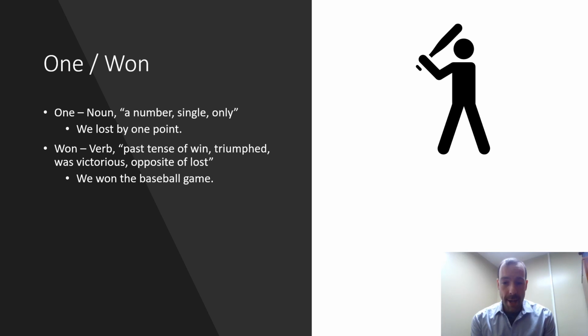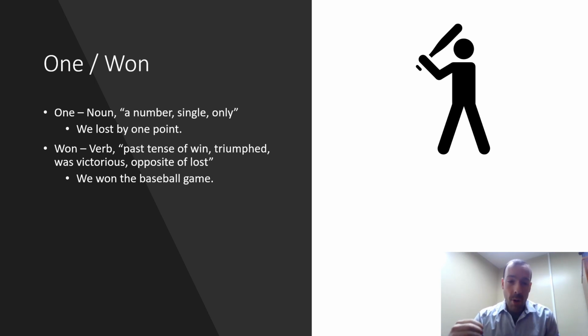One and one. If you listen closely, these words are actually pronounced slightly differently, but when we're just using them in common speech, they often kind of blend together. One is a number. It's the first number in our counting. It means single, only. There's just one of them. We lost by 1 point.